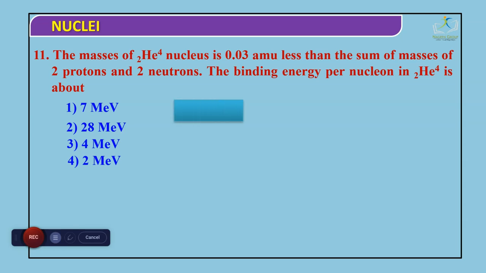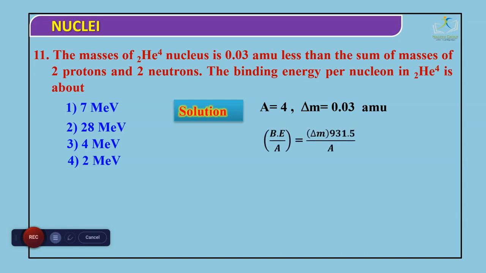Students, let's see the solution of this question. So A is equal to 4, that means the atomic mass number is given as 4. Delta M, that is the difference, the mass defect, we are saying 0.03 AMU. So binding energy per nucleon is delta M c square. So c square in megaelectron volt is 931.5 by the mass number, the nucleon count. So 0.03 times 931.5 by 4, which is 27.9 by 4, gives a value of 7 megaelectron volt, which is option A.